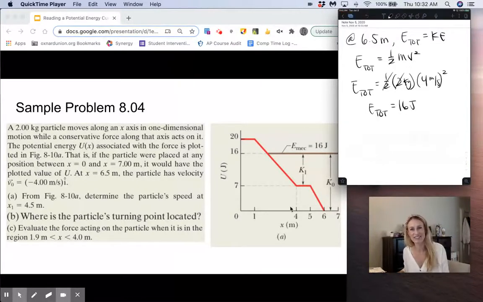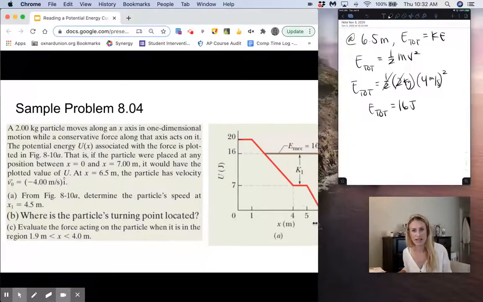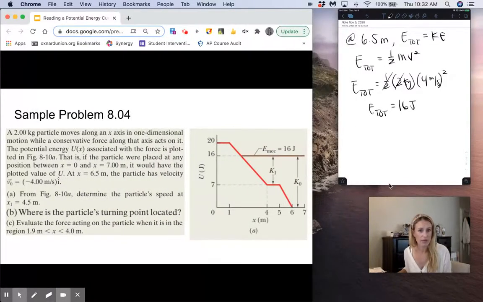So that's why I covered that up right there, is we get this right here from that last sentence. Usually in these problems, you are going to get information where you can find the total energy. They usually don't just give you the total energy. So now that we found that, we can now find letter A, which is the particle's speed at 4.5 meters.